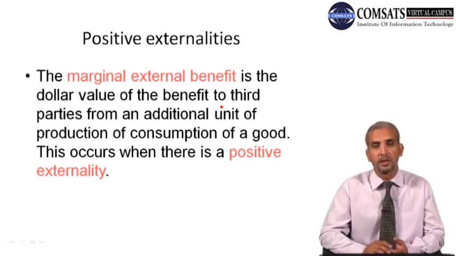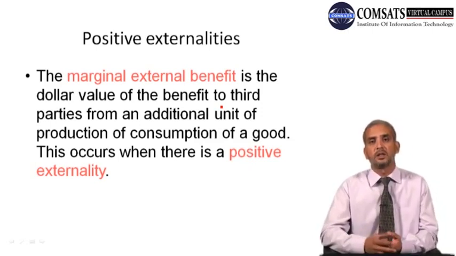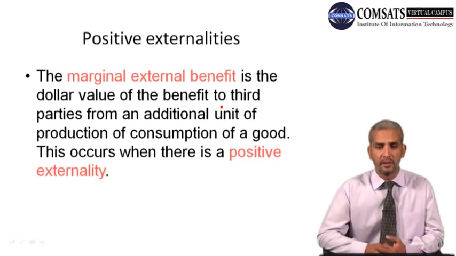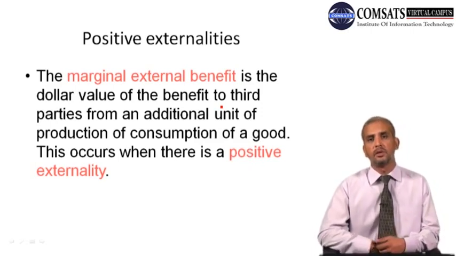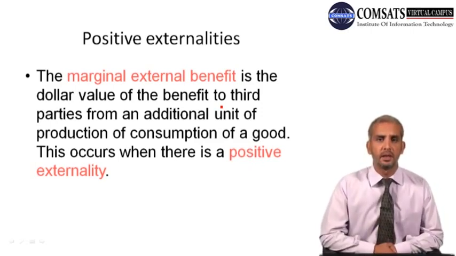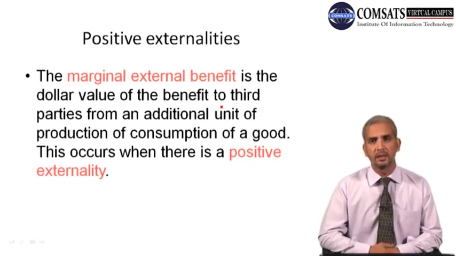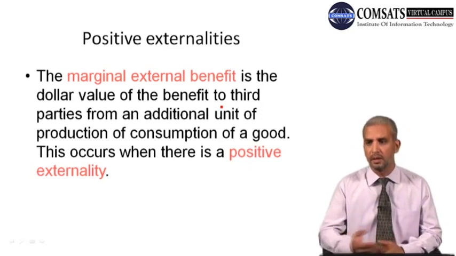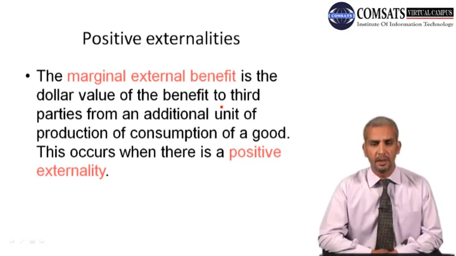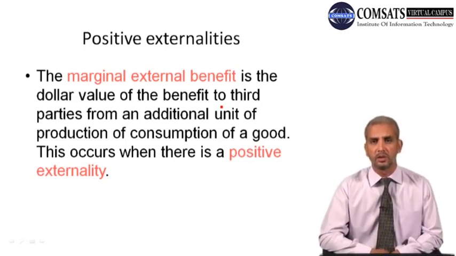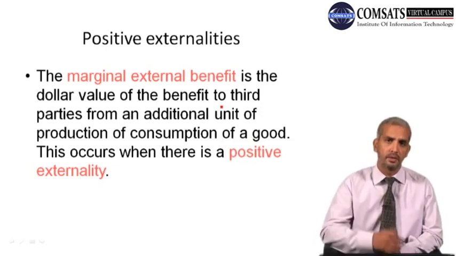We gave two examples for this. One example was an installation of a fire alarm at my home. If I install a fire alarm at my home, I would not just be benefiting myself, but by curtailing the spread of fire around the block or maybe around the city, I would be benefiting the society as a whole. So there is a marginal external benefit to that.